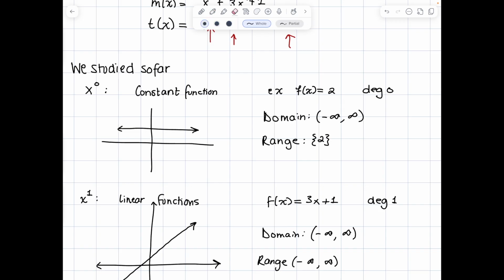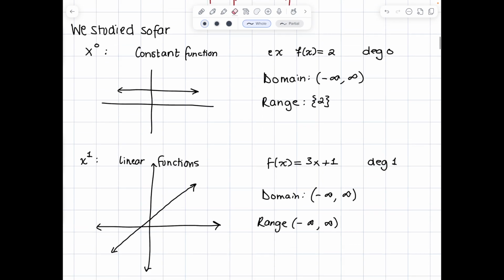2 is going to be the range, because it's just that singular y value. So that's going to be our constant function. Notice it does have that domain of negative infinity to positive infinity.